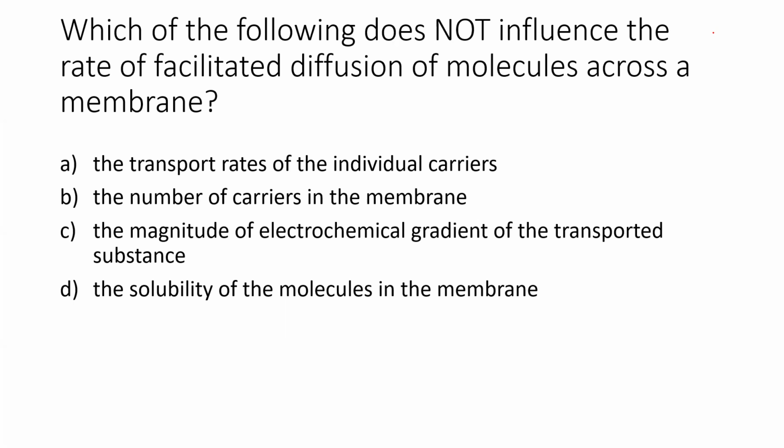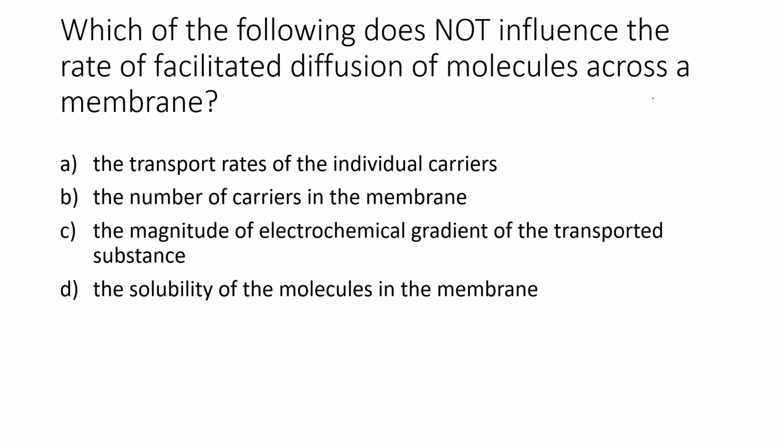So overwhelming response for D. Which of the following does not influence the rate of facilitated diffusion of molecules across a membrane? So A, the transport rates of the individual carriers, that does influence facilitated diffusion. B, the number of carriers in the membrane also influences facilitated diffusion. And then C, the magnitude of the driving force, the magnitude of the gradient also influences the rate of facilitated diffusion. The solubility of the molecules in the membrane does not, right?